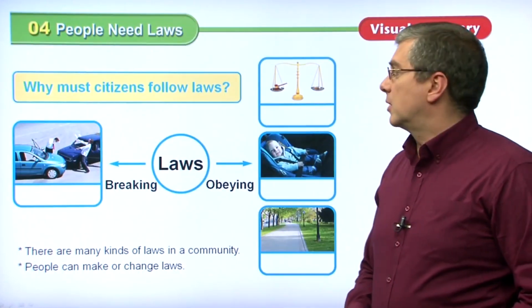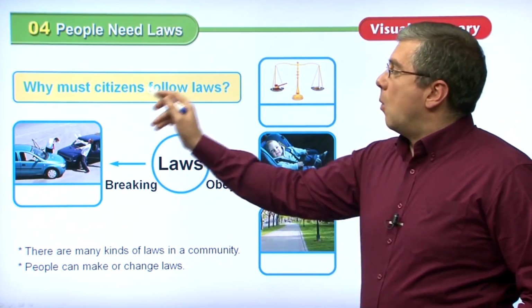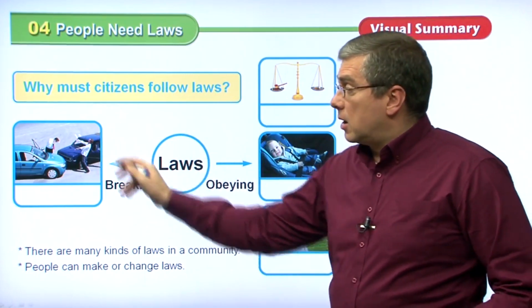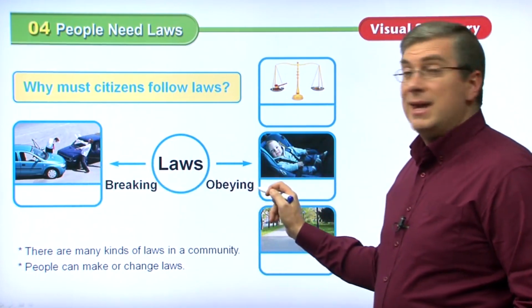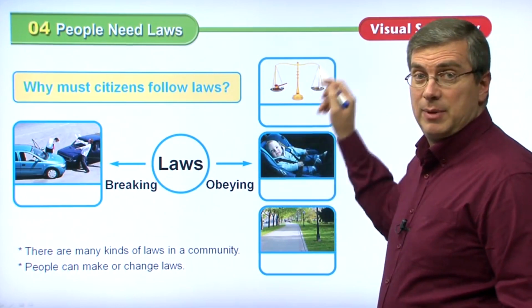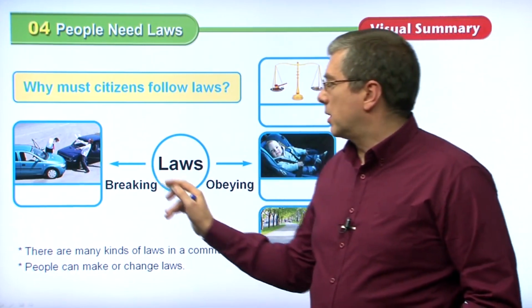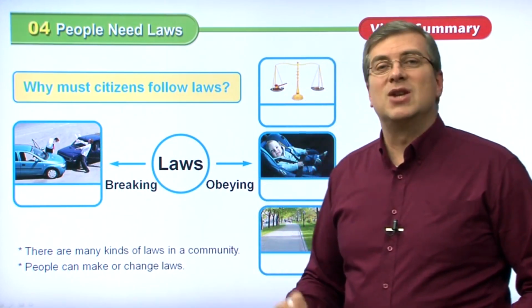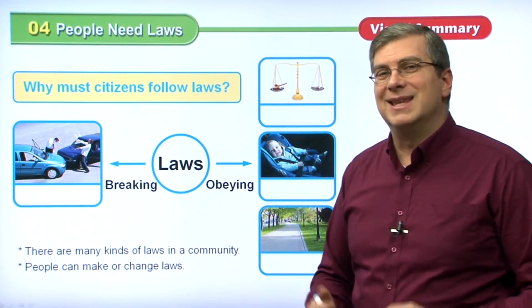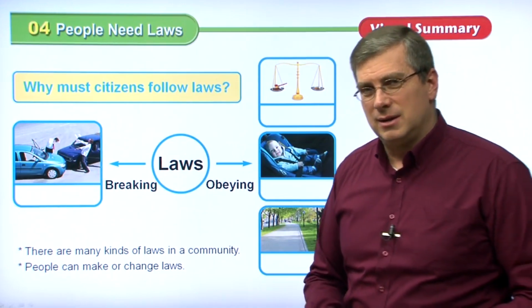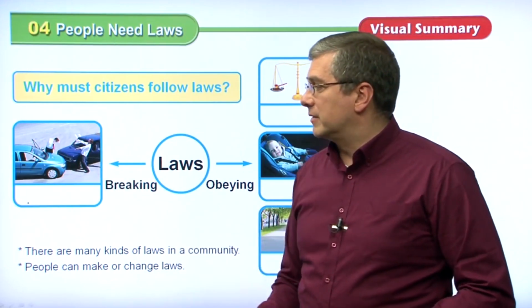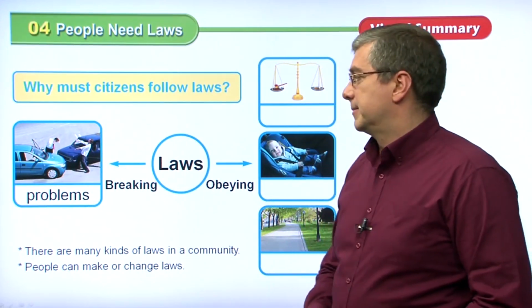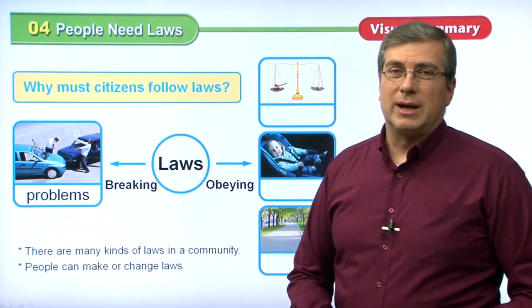Okay, now we come back to our chart again, talking about laws. Why must citizens follow laws? We can see if they break the laws, this happens. If they obey the laws, these are the things that happen. So let's take a look at this chart here. If people break laws, if they run through a stoplight, they don't stop at a stop sign, they disobey the traffic light or the traffic sign, what happens? They cause problems, okay? That's what happens if people break the laws.